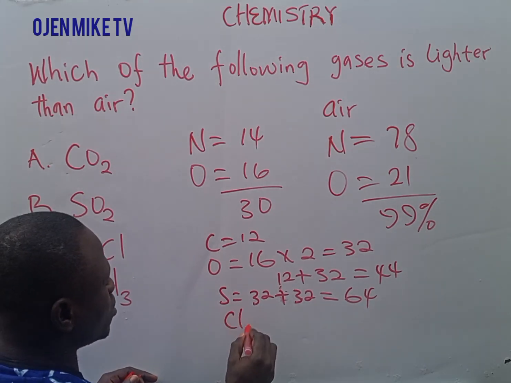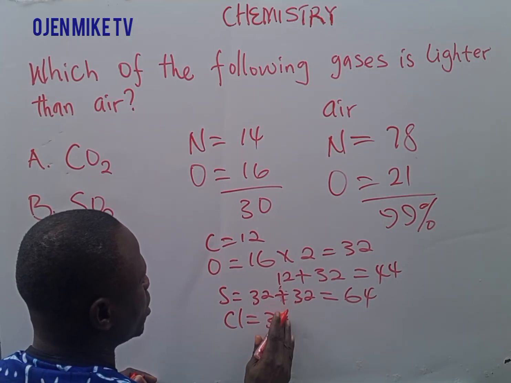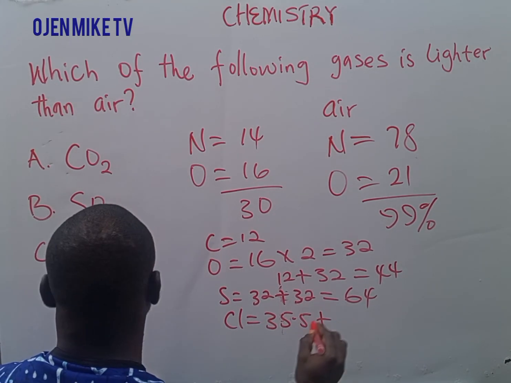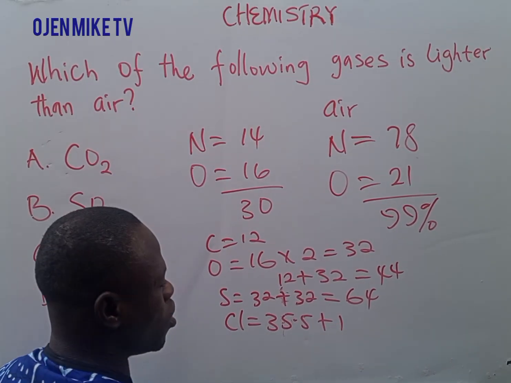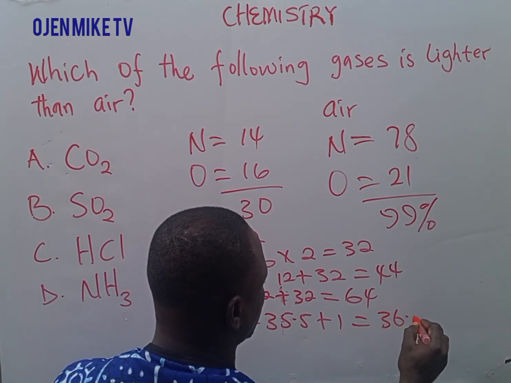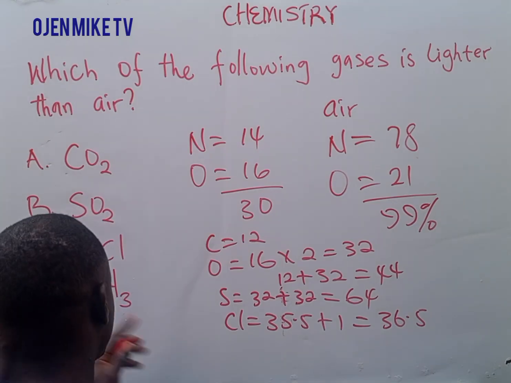We proceed to HCl. Chlorine is 35.5, plus hydrogen, which is 1. It will give you 36.5.